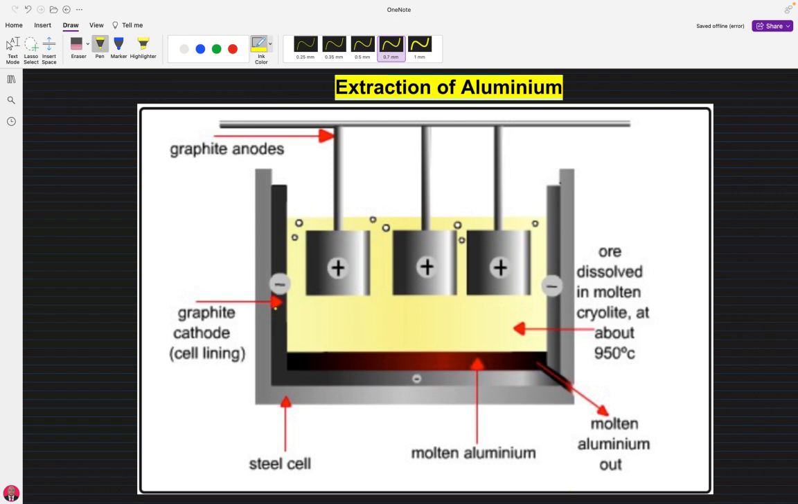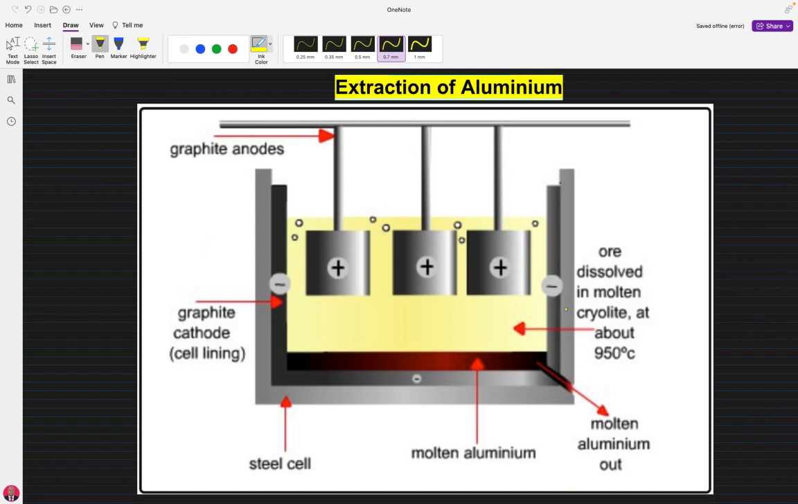The 5th point. Electrolysis is carried out in a steel tank using carbon electrodes that we call the graphite electrodes: the graphite anode and the graphite cathode. That's why I say electrolysis is carried out in a steel tank using graphite electrodes. These are the graphite electrodes.